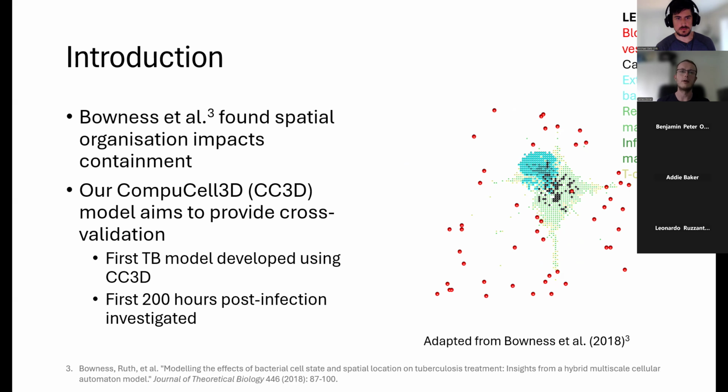In particular, whereas the original paper looked at a period of 12,000 hours or 500 days, so to capture the initial infection, potential treatment being required, reactivation, relapse, etc., due to computational limitations, we've only been focusing on the first 200 hours post-infection. So the main focus of our paper was to see if we could get similar results to the original paper, just in terms of the initial innate immune response.